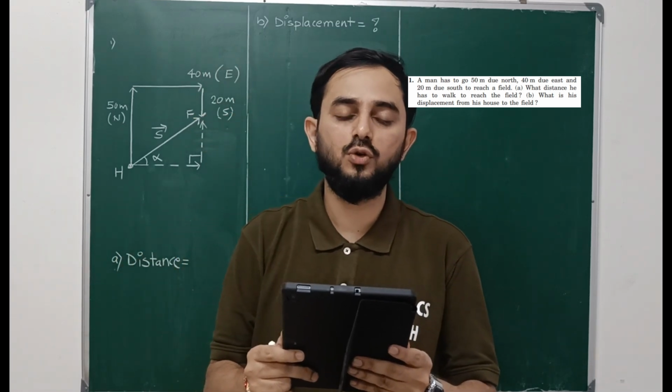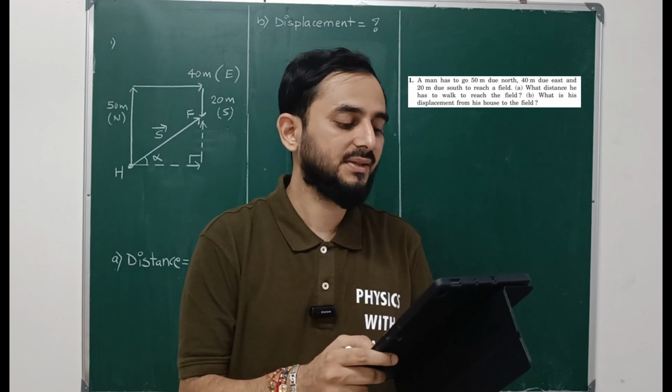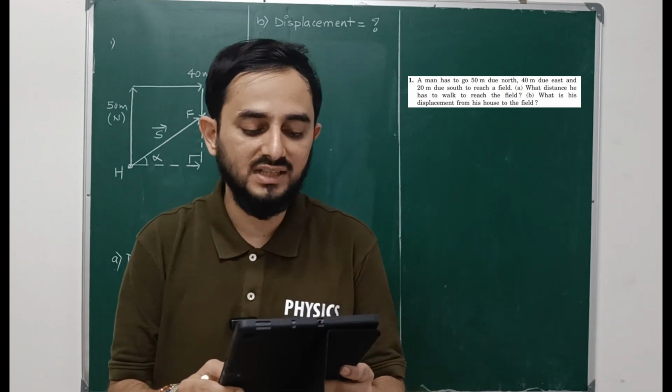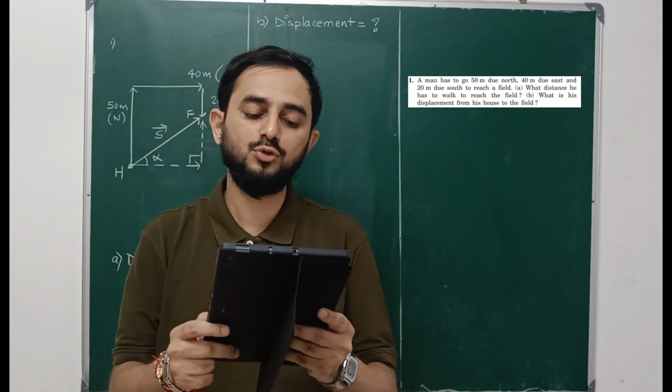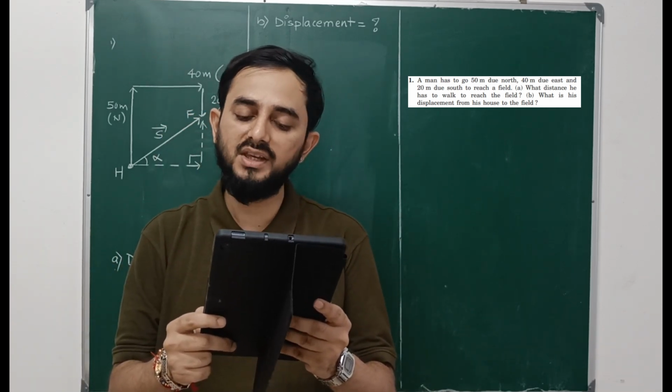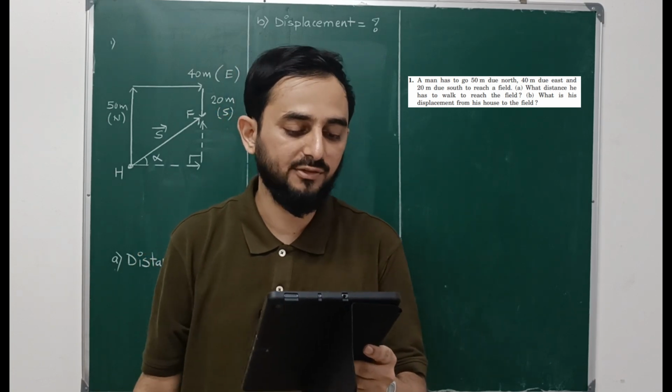A man has to go 50 meter due north, 40 meter due east and 20 meter due south to reach a field. A. What distance he has to walk to reach the field? B. What is his displacement from his house to the field?